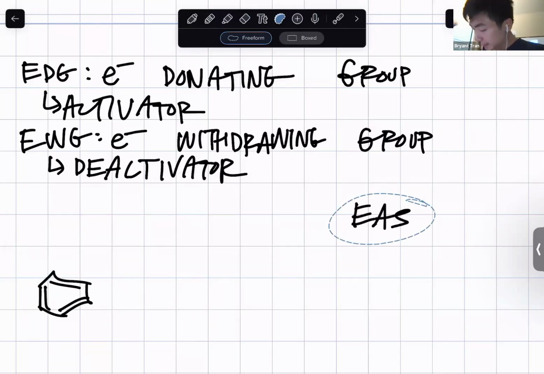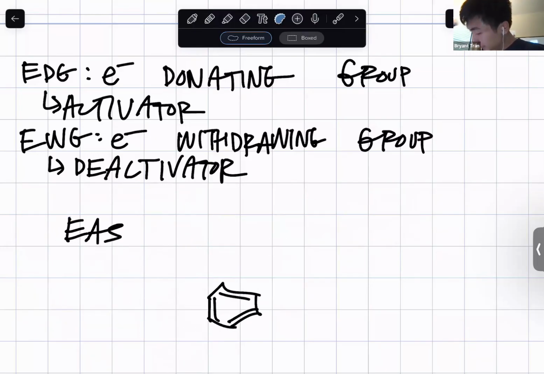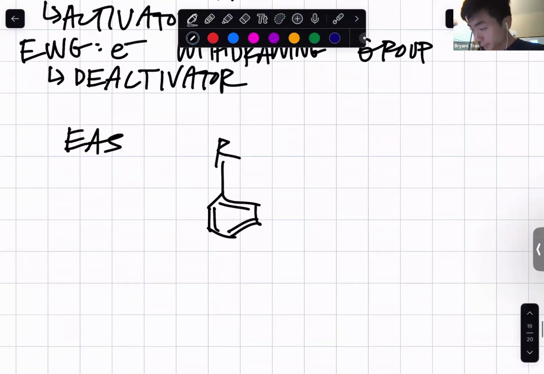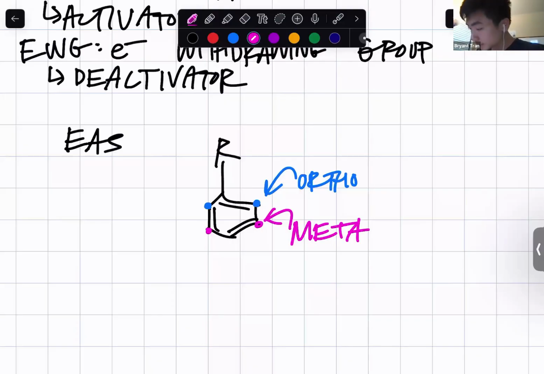So let's take a look at ortho, meta, para positions, right? So let's say we have this benzene here and we have a random reference group right here. The ortho position is going to be the first carbon away from it. The meta position is going to be the second carbon away from it. And the para position is going to be the carbon parallel to it or directly across from it.